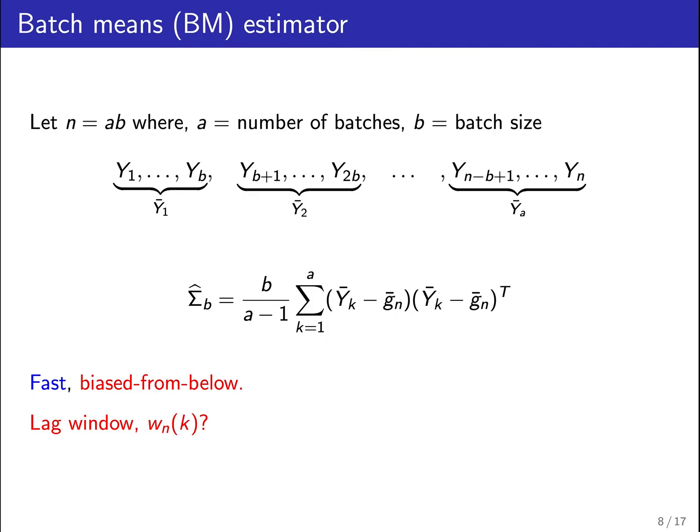We would like to use a similar trick of using a lag window and giving extra weights so that we can inflate the bias artificially in some sense. But there's no lag window actually present here. There's no Wn in the formula for batch means, so we don't really know how to introduce that. So that's a little bit tricky.